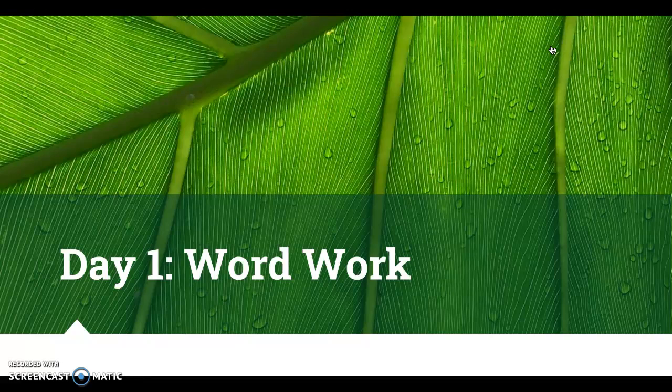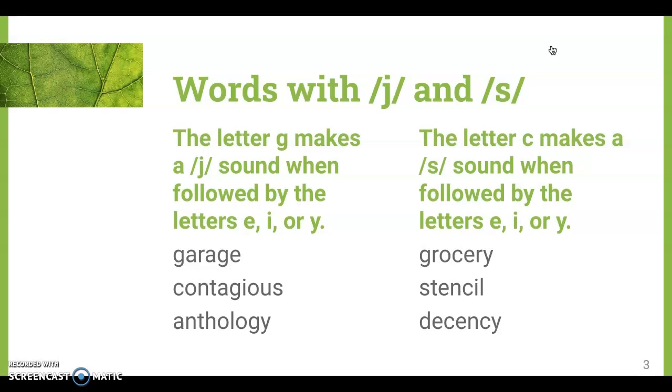Let's start with some word work. This week we're going to be reading words that have the j or the s sound. The letter G makes the j sound when followed by the letters E, I, or Y. For example, garage, contagious, anthology.